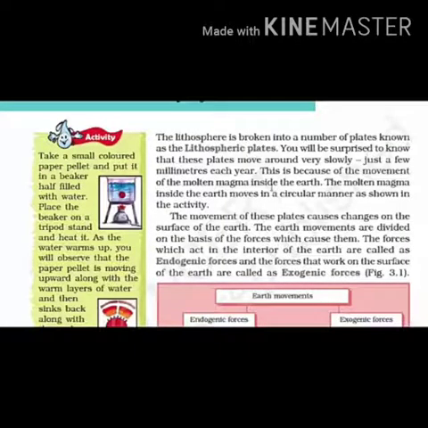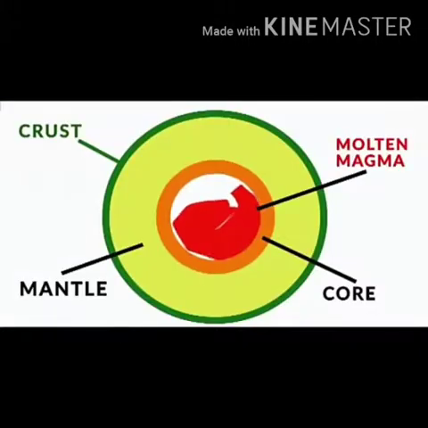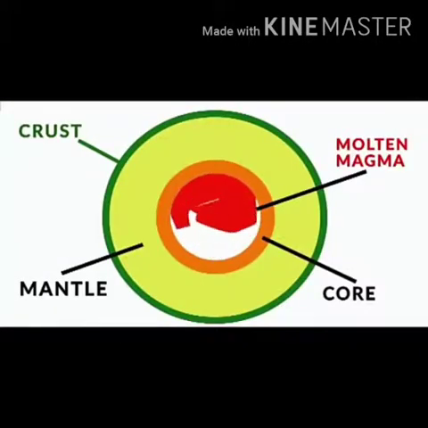Now, what makes them move? It is because of the molten magma inside the Earth. The molten magma inside the Earth moves in a circular manner. This causes the movement of the plates, and hence the plates cause the changes on the surface of the Earth.